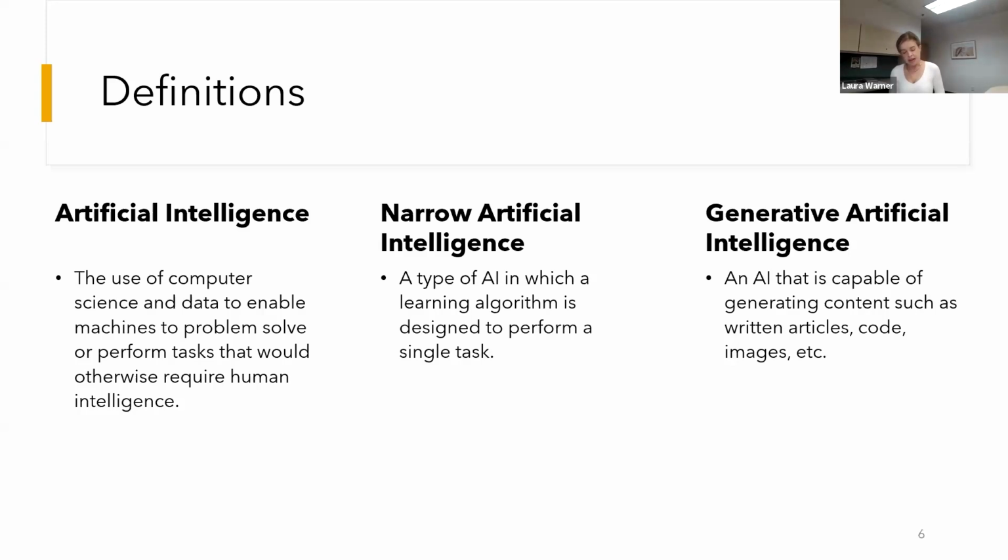Generative AI is a much deeper and more complex form of AI. It's the AI capable of generating content, such as written articles, code, or images. There's also another branch that we won't get into, called SAI, super artificial intelligence. That's the concept that machines will eventually become smarter than us. But for now, we're going to look at how we're using AI now and in the imminent future.